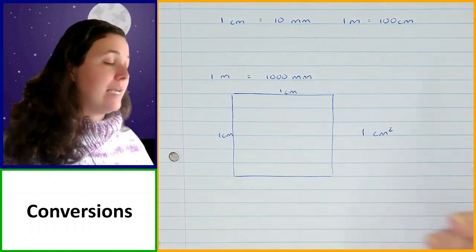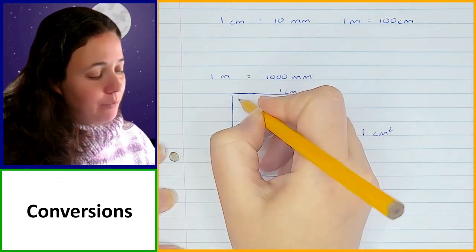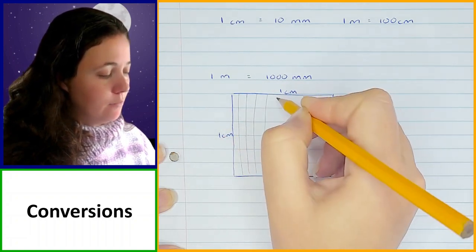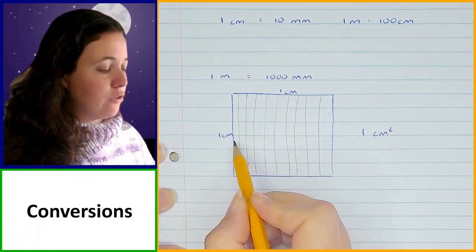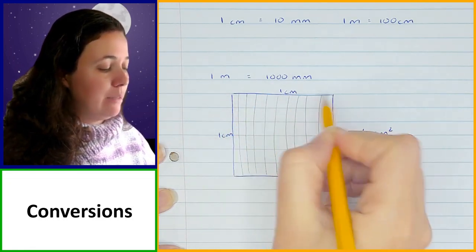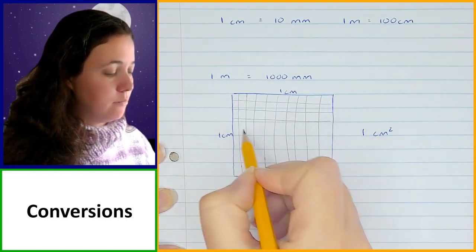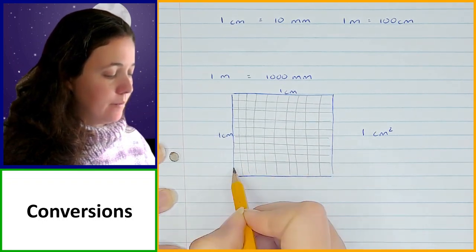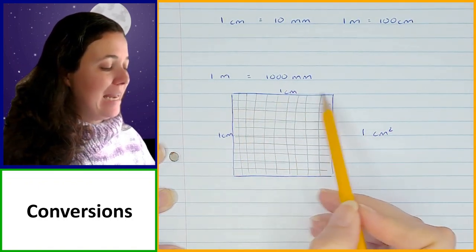Okay, but now a centimeter is the same as 10 millimeters. So if I divide this up into 10, okay, so now I've got 10 spaces that way, so these are all millimeters. So that 1 centimeter is 10 millimeters. This 1 centimeter is also 10 millimeters. Okay, so now I've got 10 that way as well.